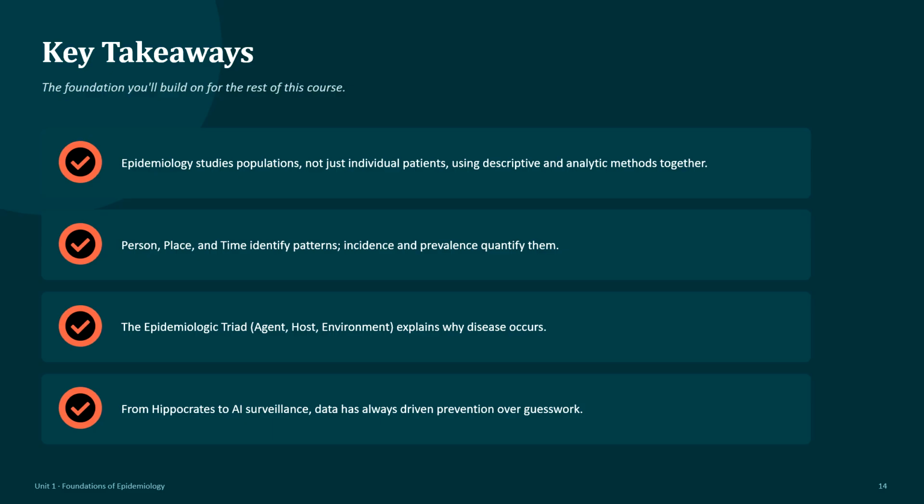Third, the epidemiologic triad, agent, host, and environment, explains why disease occurs and gives us multiple points where we can intervene to stop it. And finally, from Hippocrates all the way to AI-powered surveillance, one thing has never changed. Data, not guesswork, is what drives effective disease prevention. Before we wrap up, let's run through a quick knowledge check on everything we have just covered.